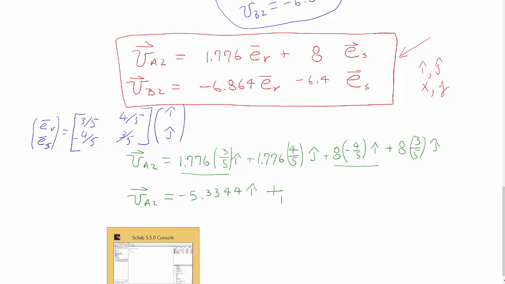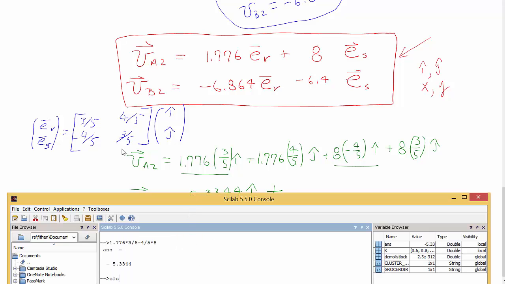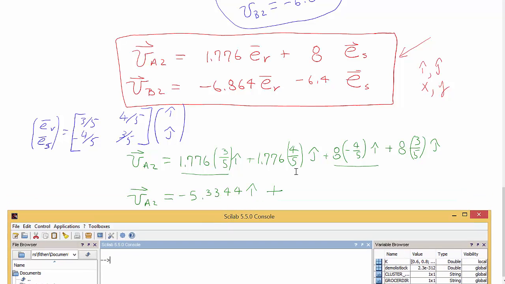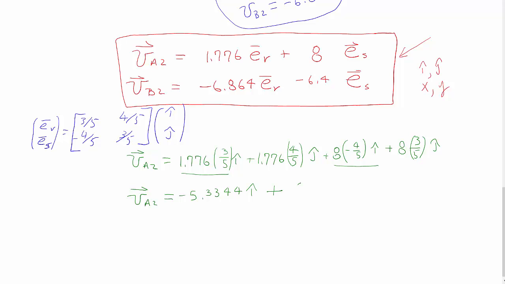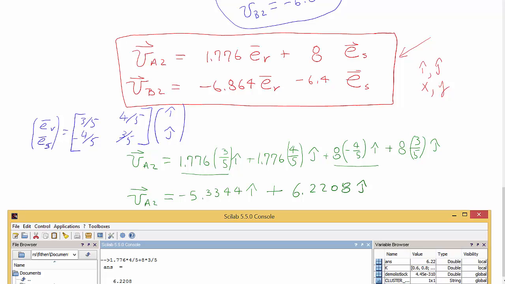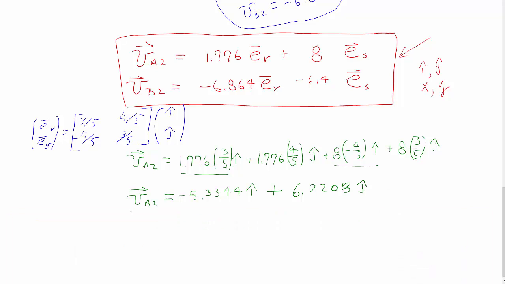let's take a look at this. Clear the screen as well. And what I'll do is I'm filling out the J's, which are 1.776 times 4 divided by 5 plus 8 times 3 divided by 5 gives me 6.2208. Now I can rest and say, okay, I'm done, but let's take a look at one thing here.